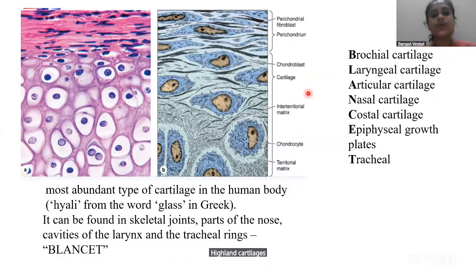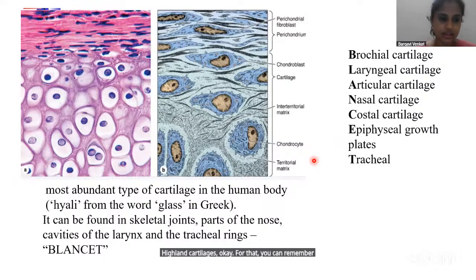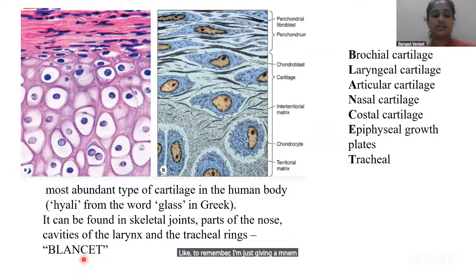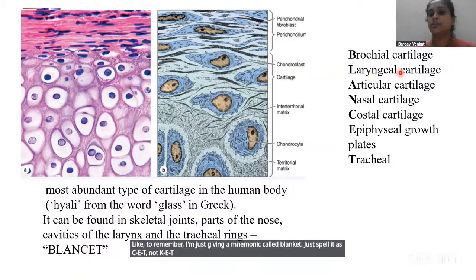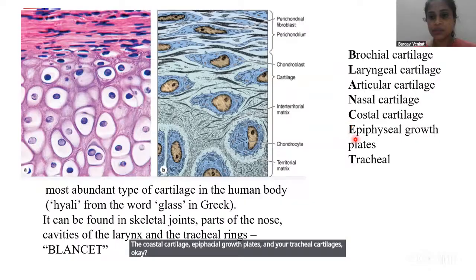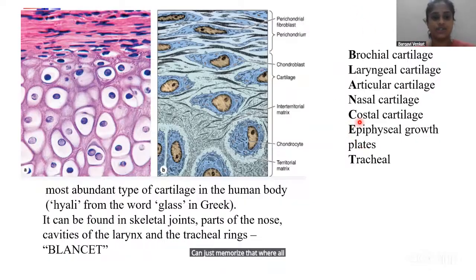For that, you can remember it with a mnemonic called BLANKET. Just spell it as CET, not KET. Your bronchial cartilage, your laryngeal cartilage, your articular cartilage, your nasal cartilage, the costal cartilage, epiphyseal growth plates, and your tracheal cartilages. So you can remember the mnemonic BLANKET and memorize where all these hyaline cartilages are seen.